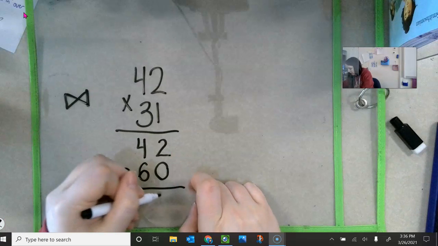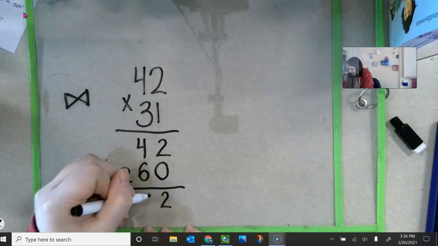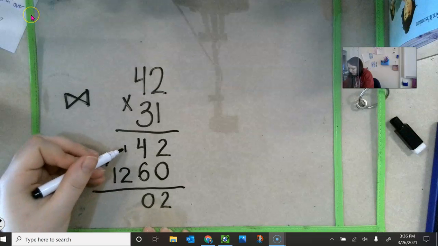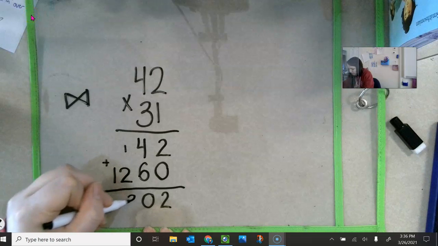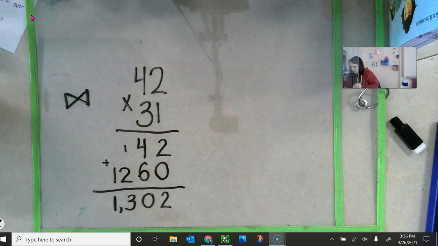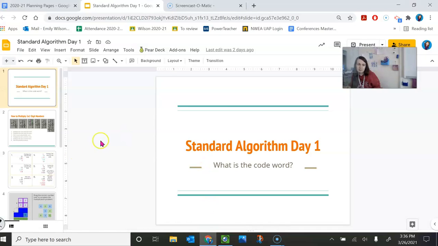2 plus 0 is 2. 4 plus 6 is 10. I put my 0 in the tens place, my 1 above the hundreds place. 1 plus 2 is 3. 1 plus nothing is 1. So my final product is 1,302.